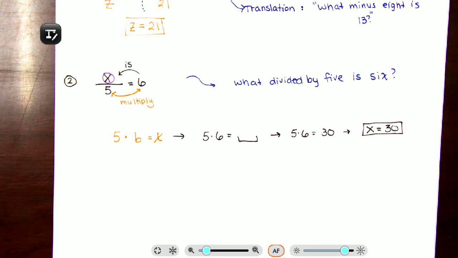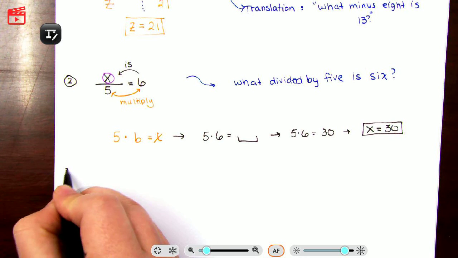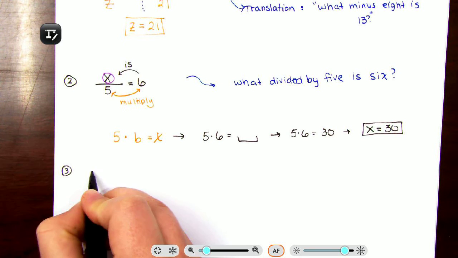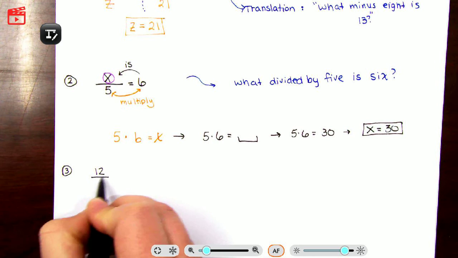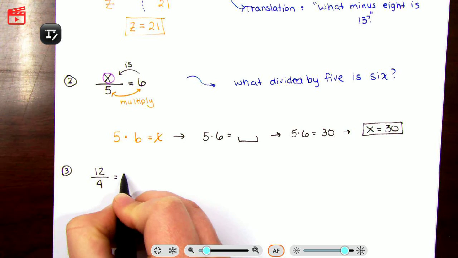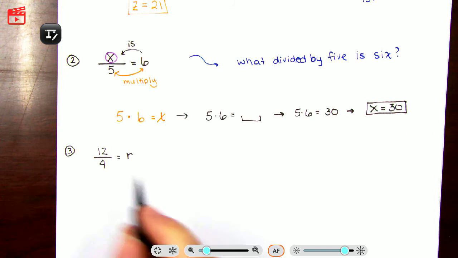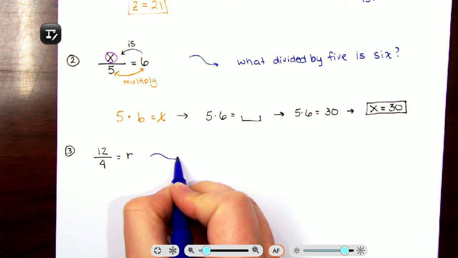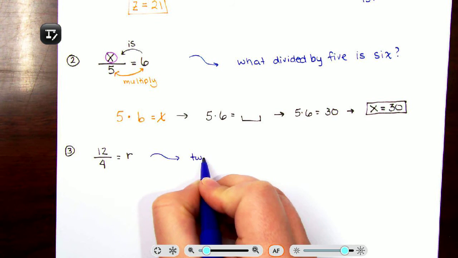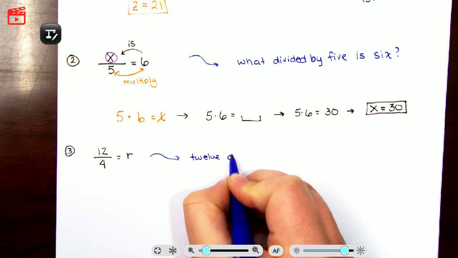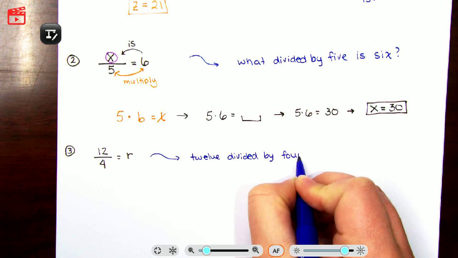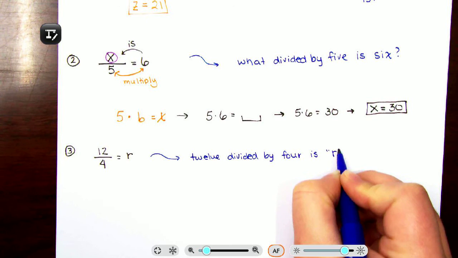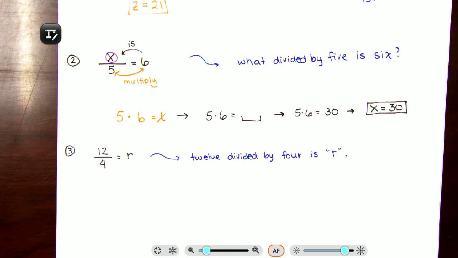Okay. Now, what if the variable is on the opposite side? That brings us to example number 3. Let's do 12 divided by 4 is equal to r. The translation for it is 12 divided by 4 is r. So what is 12 divided by 4?